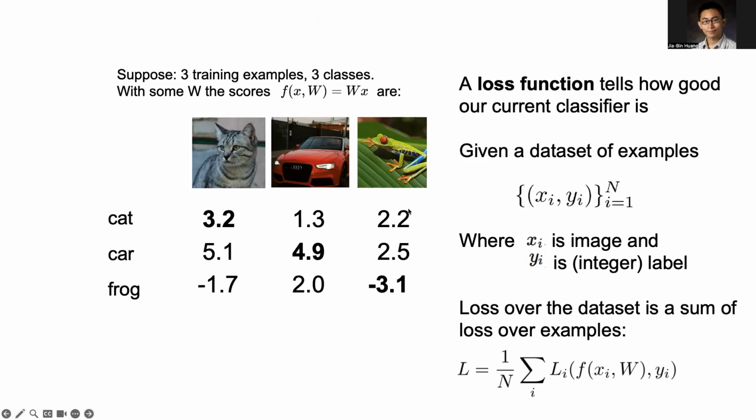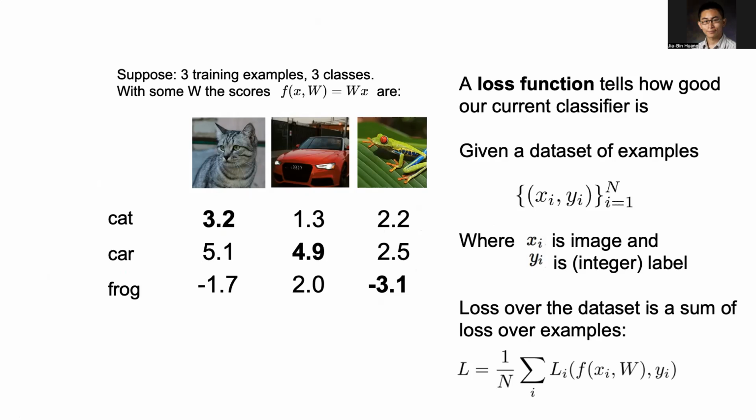And this guy, you should be super unhappy, because this guy should be a frog, but your current linear classifier predicts 2.2 as a cat, 2.5 as a car, and minus 3.1 as frog. So whatever your objective function is, it should capture the level of unhappiness about these predictions. Okay. And once you do that, your job is then to try to make this happy. Any questions about the high-level intuitions about this loss function?